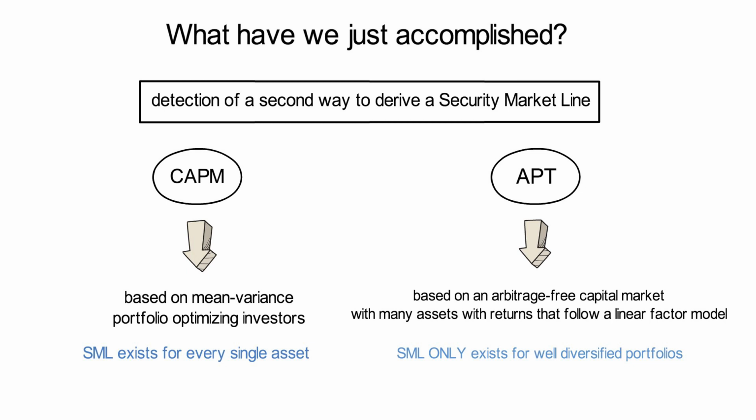Now, Steve Ross showed that a security market line exists if the APT holds for most individual securities. I highlight for most, but he couldn't show that it holds for all. While when you go back to the CAPM derivation, you see that the security market line, if you work with the stronger assumptions of the CAPM, holds for every single asset.